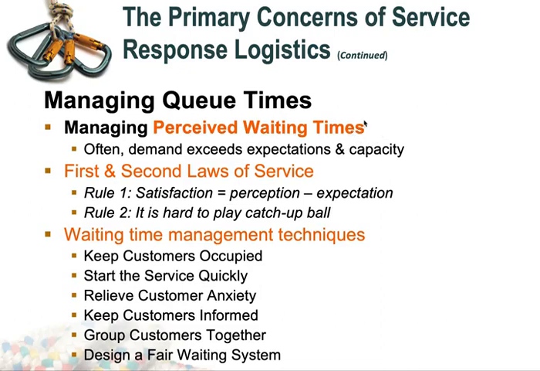I think 30 minutes is quite reasonable, that the customer is willing to wait for 30 minutes. Yeah, and this is the first and second loss of service. Rule number one: satisfaction depends on perception and expectation. Hopefully that perception is the reality that the customer receives, and the expectation is, yeah, the expectation. If the perception matches the expectation, I think they will be satisfied, or if the perception is beyond the expectation.